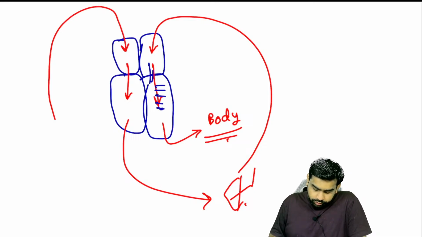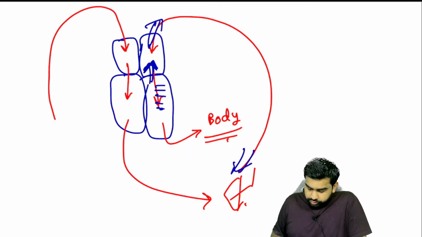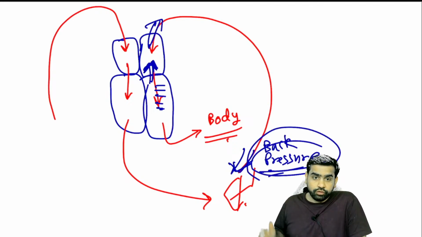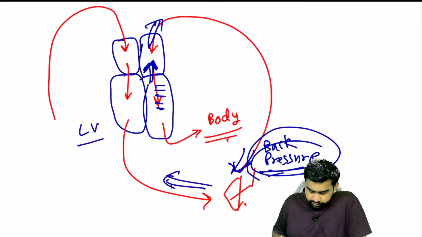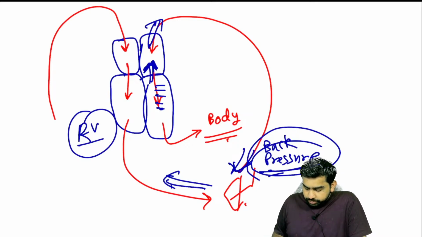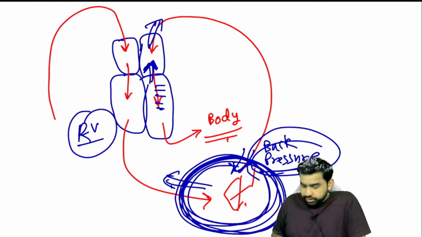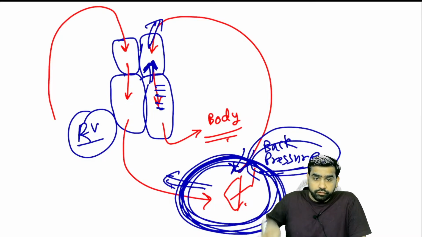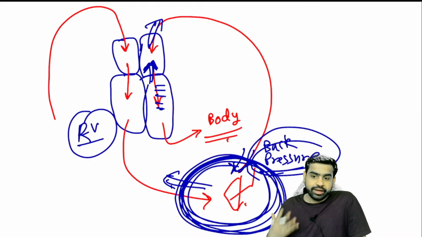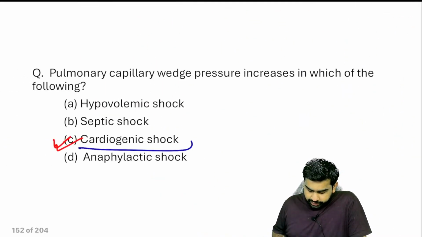This stagnated blood is going to put pressure on the left atrium, and from there on the lungs. So there's going to be back pressure put on the lungs, and also on the right ventricle as well. Do you understand my point? Pulmonary capillary wedge pressure is this: if the pressure in the pulmonary capillaries increases, that is called the pulmonary capillary wedge pressure. It is going to be high in cardiogenic shock.